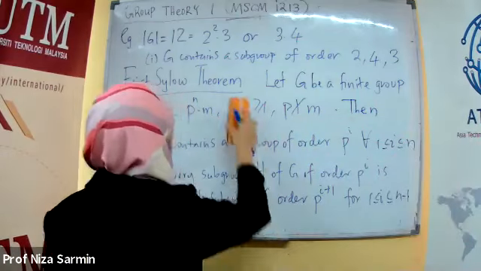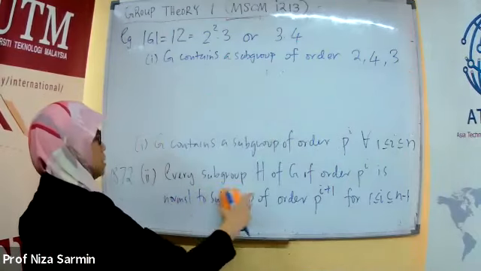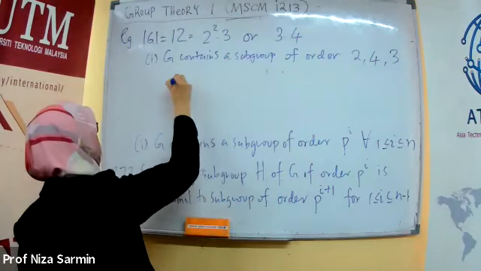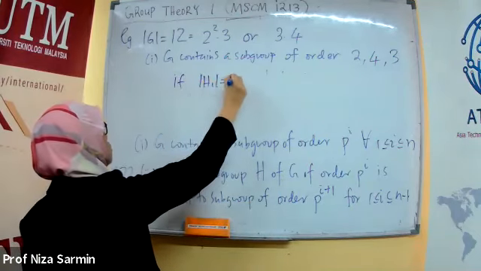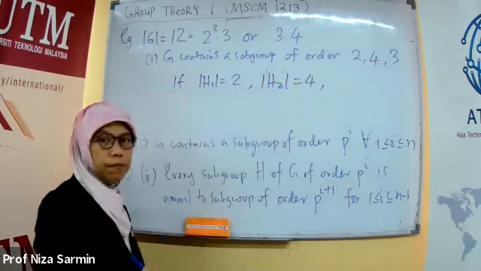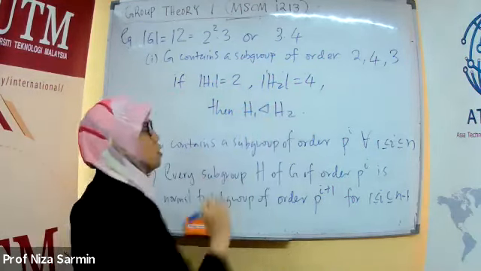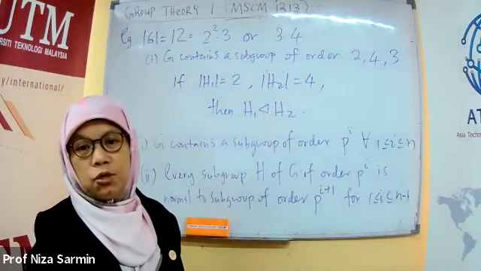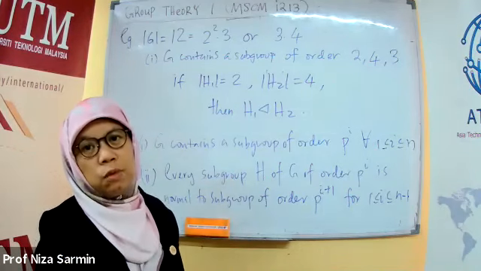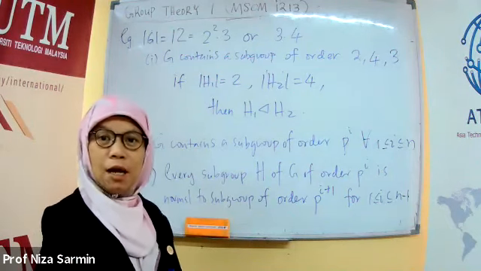The next one says every subgroup H of order p^i is normal in the higher one. So if H1 is of order 2, H2 is of order 4, then H1 is normal in H2. In this case, the index is 2, but in some other cases when p is not 2, the index probably is not 2, but it's still normal by Sylow's first theorem.